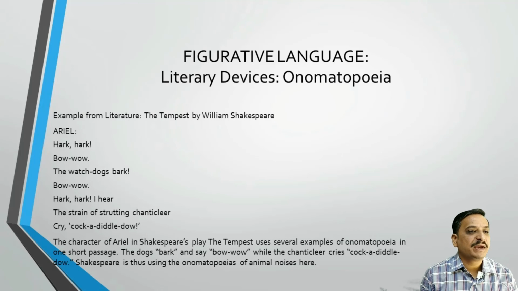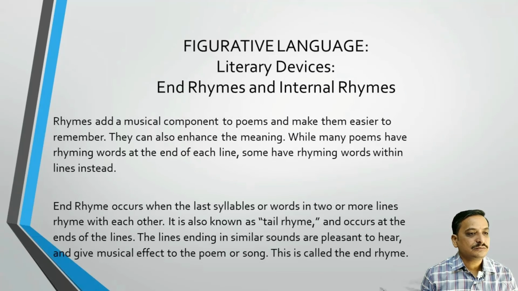We have The Tempest by William Shakespeare, where Ariel says, "Hark, hark, bow-wow, the watchdogs bark, bow-wow. Hark, hark, I hear the strain of strutting chanticleer cry cock-a-diddle-dow." The character of Ariel in Shakespeare's play The Tempest uses several examples of onomatopoeia in one short passage. The dogs bark and say bow-wow, while the chanticleer cries cock-a-diddle-dow. Shakespeare is thus using onomatopoeia of animal noises here.